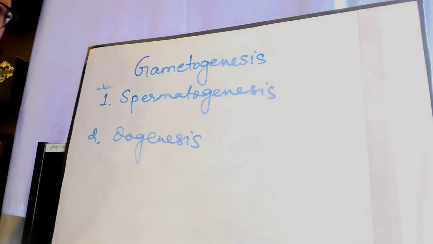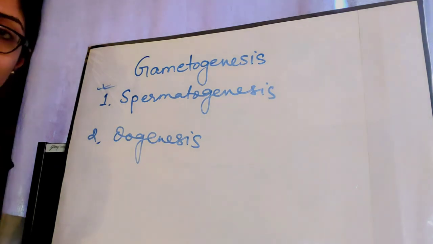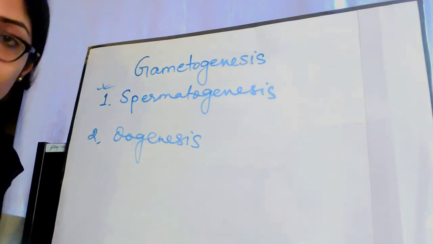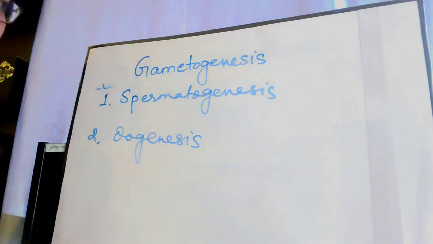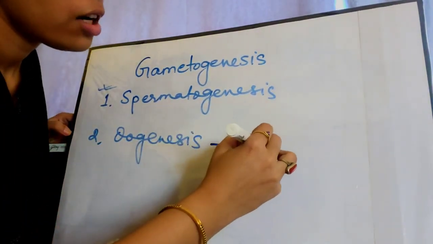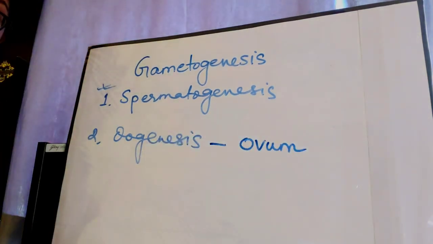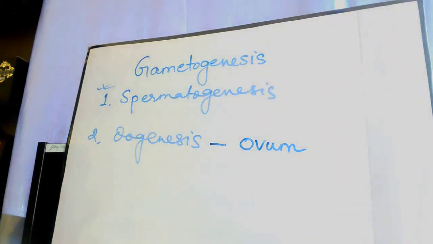So if you write everything properly, that means whether each stage is haploid or diploid, the name of the cell that is formed at each stage, or the type of division, meiosis or mitosis, if you give everything correctly, you will get full marks. And the next type of gametogenesis is oogenesis, which is basically the formation of ovum. Now I am going to show you a flow chart very similar to the spermatogenesis one, and I'm going to explain to you the process of oogenesis.